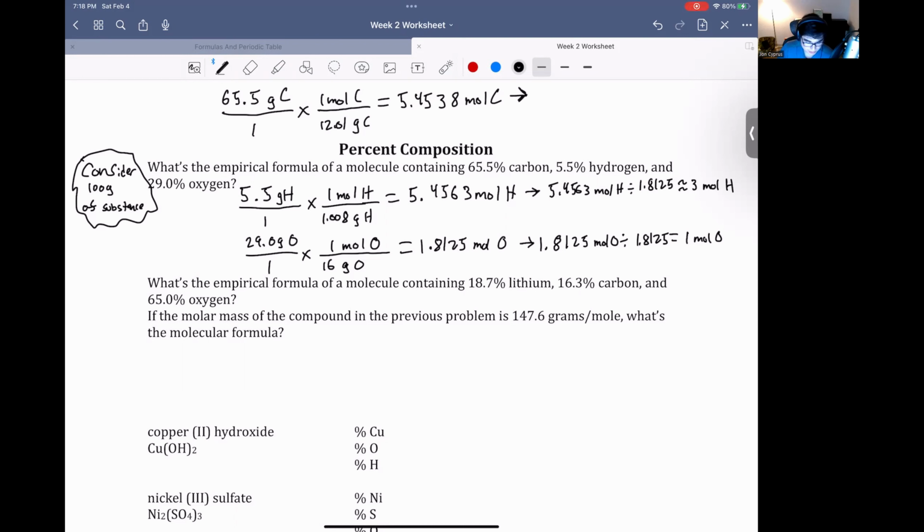All right, next we're going to do carbon. Now this is about the same as hydrogen. 5.4538 divided by 1.8125 is going to be about 3 moles of carbon.